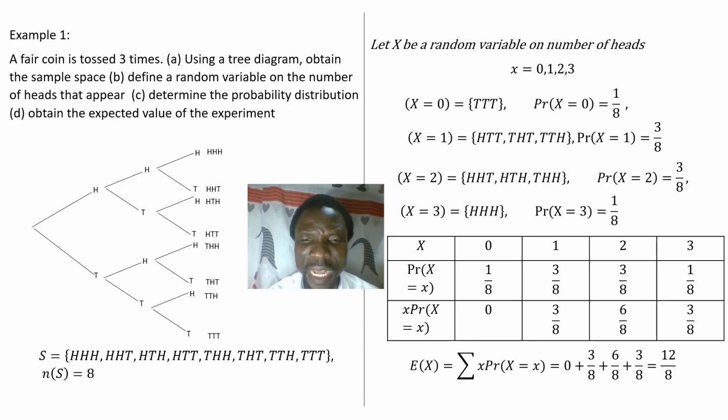So to obtain our expected value of X, we would use the definition of the expected value of X to be the summation of x multiplied by the probability that X takes the value of x for each case. And so by the time we multiply each of the x by the probability in that table, and then we take the sum, we would obtain the expected value of X to be 12 over 8. This is one way we can approach a probability distribution problem.